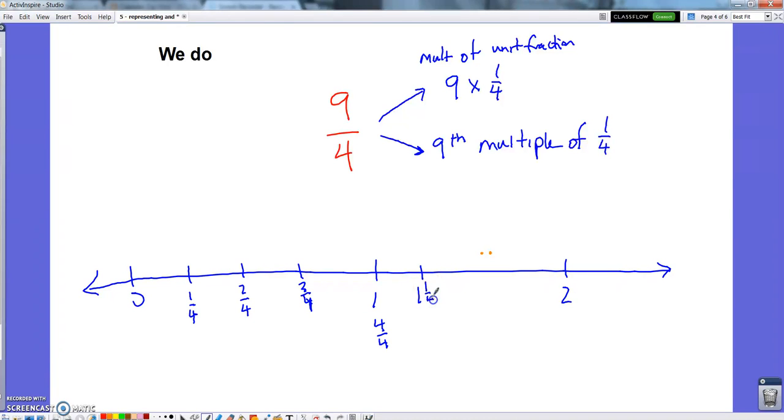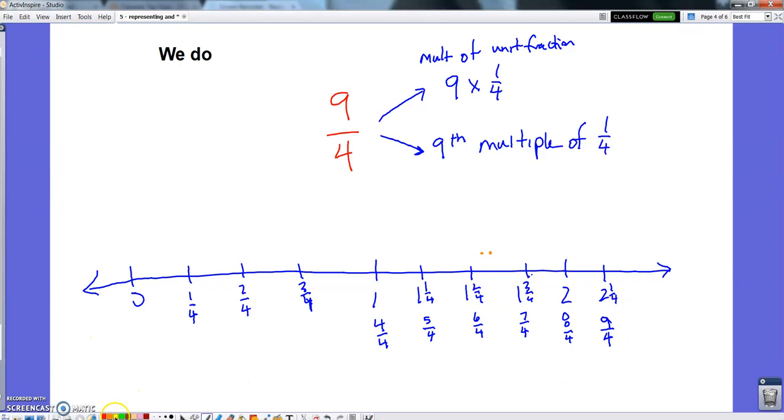1 and 1/4 is the same as 5/4. 1 and 2/4 is the same as 6/4. 1 and 3/4 is the same as 7/4. 2 is the same as 8/4. And 2 and 1/4 is the same as 9/4.